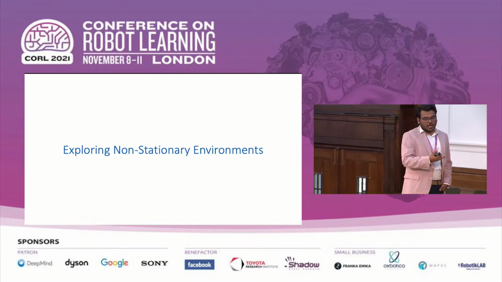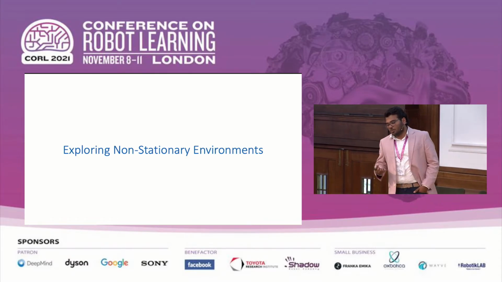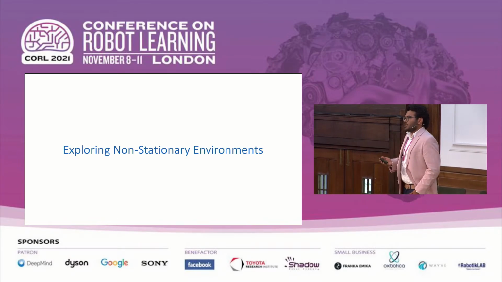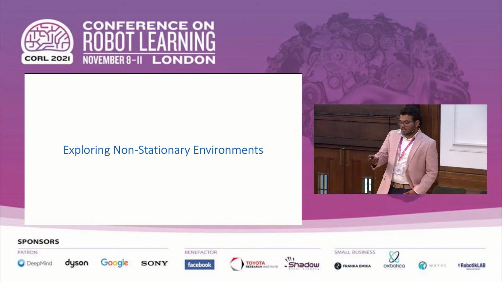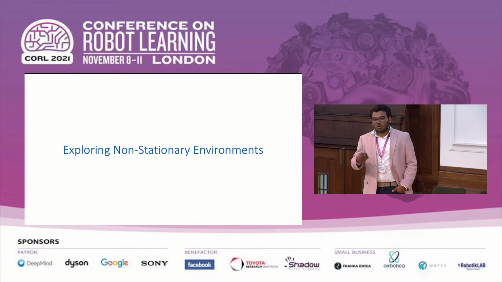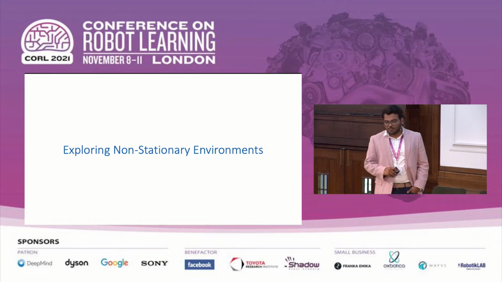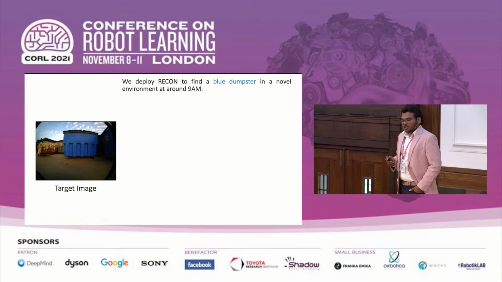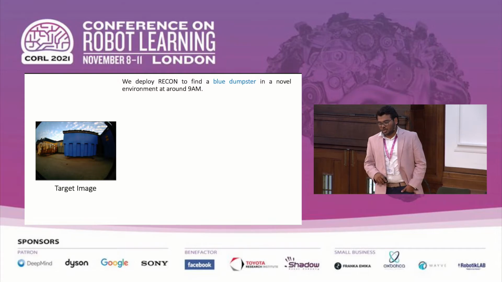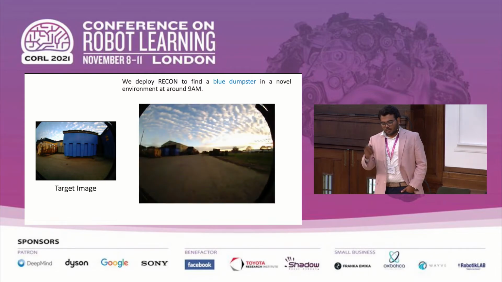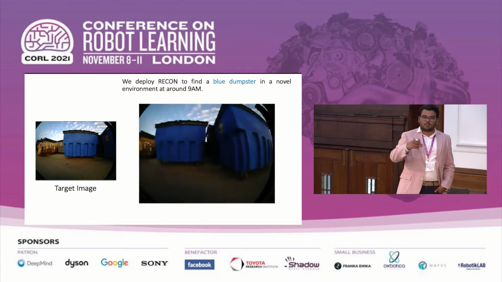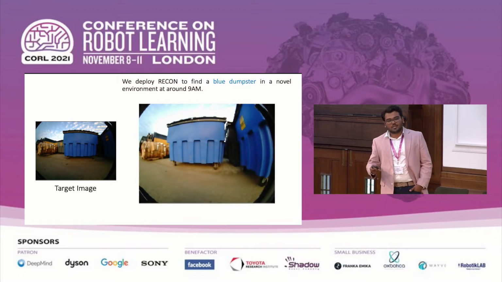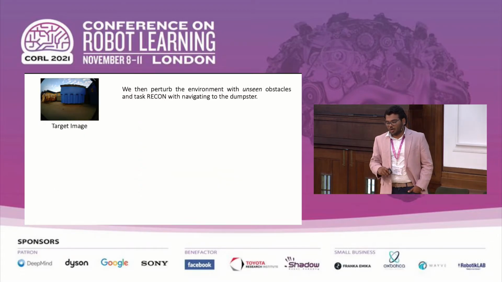An important characteristic of a reliable open world navigation system is robustness to appearance changes, seasonal changes, and dynamically evolving environments which have new obstacles you haven't seen in the past. To examine this, we deploy Recon to find this blue dumpster in a junkyard. This is the baseline case, where the path that is discovered is a 5-second path, a few meters away, not too hard.